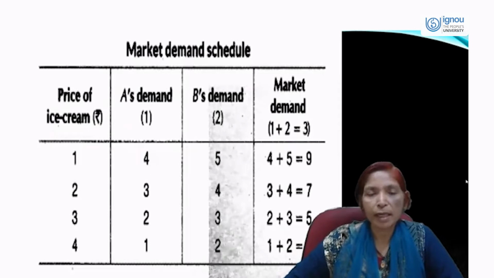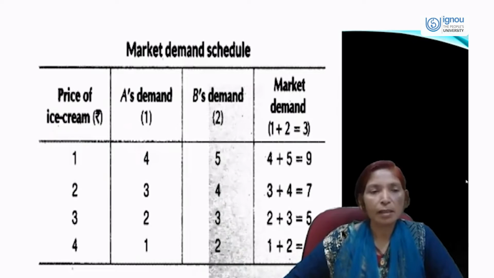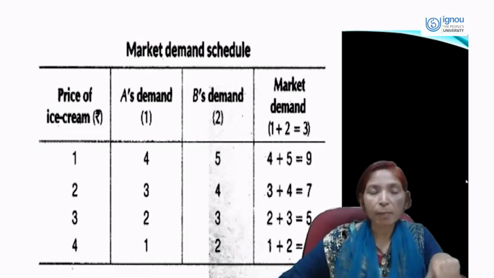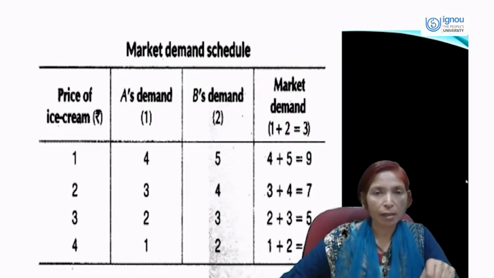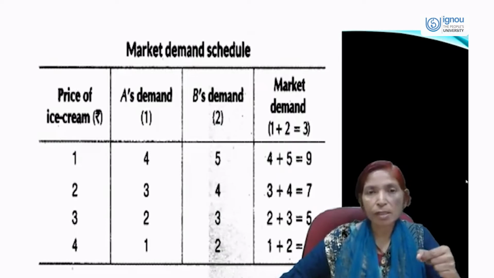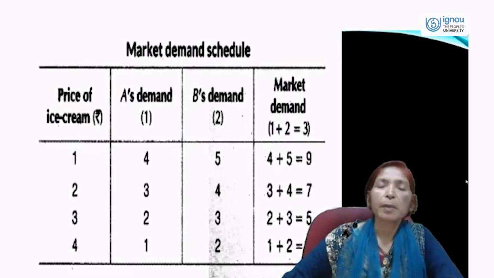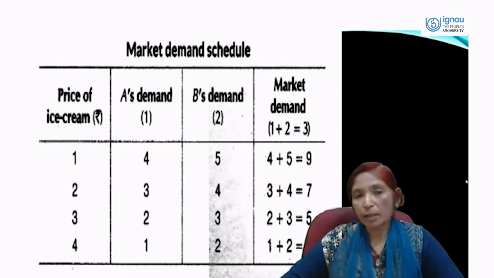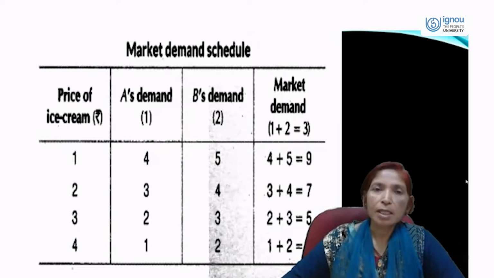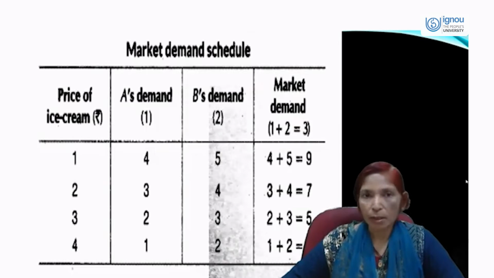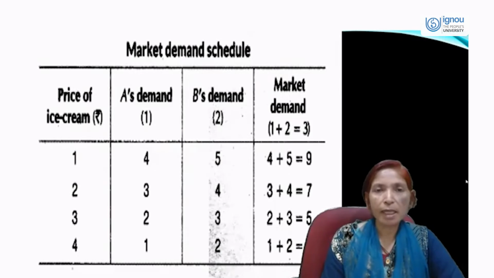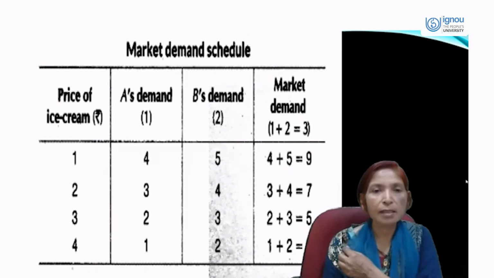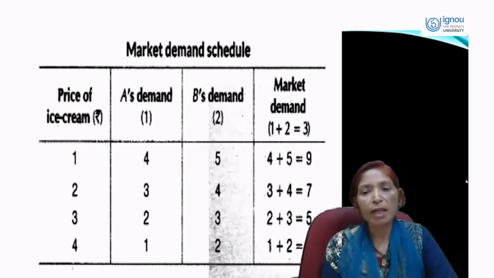You can take any other example or any other figures in this case, but you must remember that whenever price rises, you have to take falling demand, because there is an inverse relationship between price and quantity demanded. And if we add A's demand and B's demand, then we can get the market demand schedule. For example, here A's demand is 4 and B's demand is 5. And if we add these, 4 plus 5, we get 9.